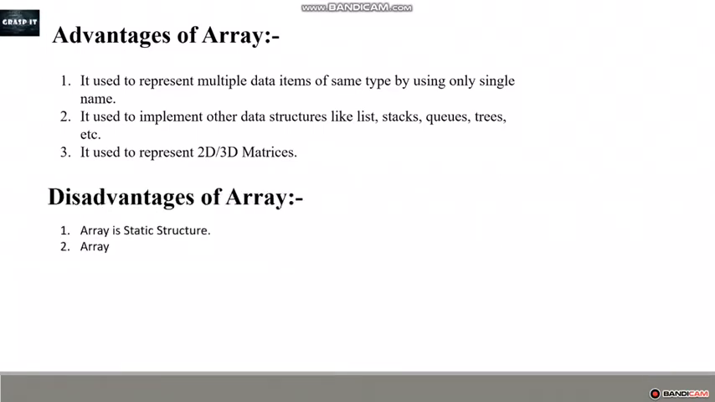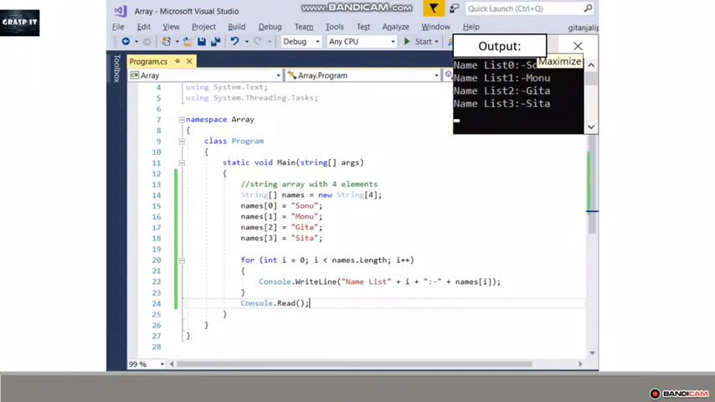Disadvantages of array. Array is a static structure. It is a fixed size. In this, insertion and deletion are very difficult and time consuming.